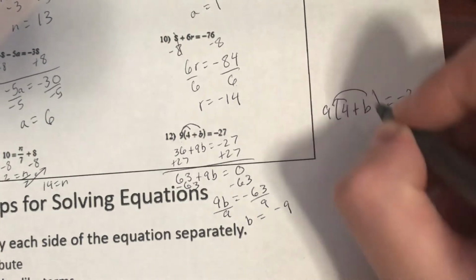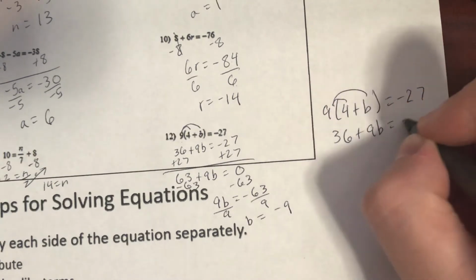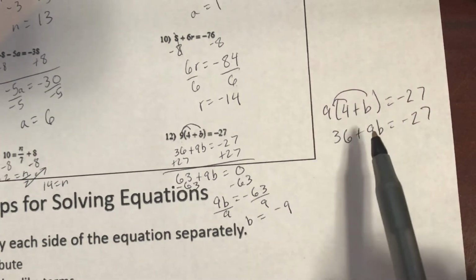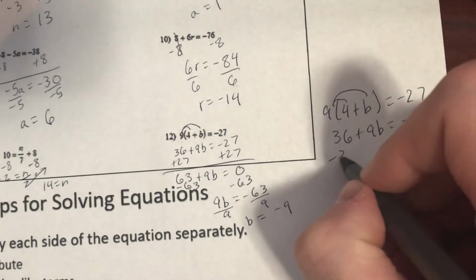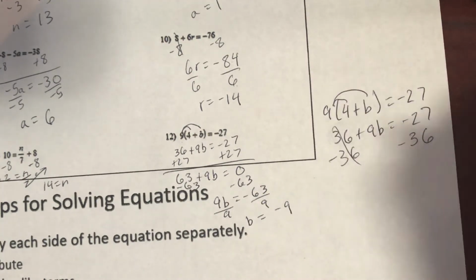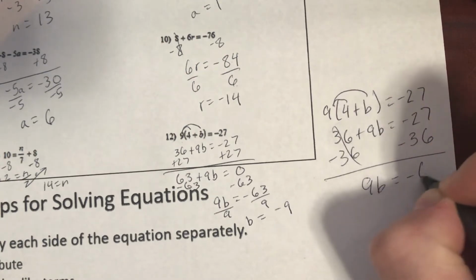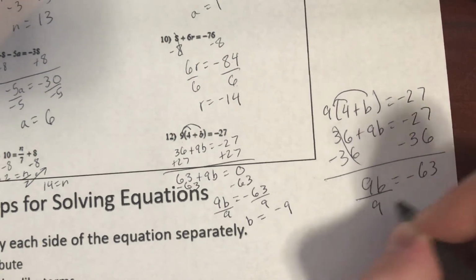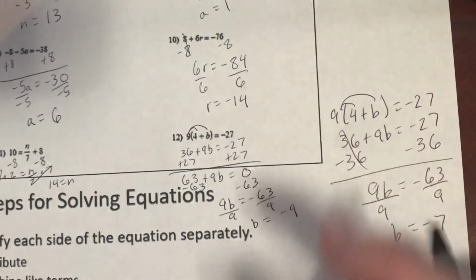So I'll distribute. I get 36 plus 9b. And then I think, okay, I want to get the variable by itself, so I'm going to remove this constant. So I would subtract 36. And since these are both negatives, I add them. So I get negative 63, I'll divide by 9, and so b is equal to negative 7. Sorry, this should have been 7.